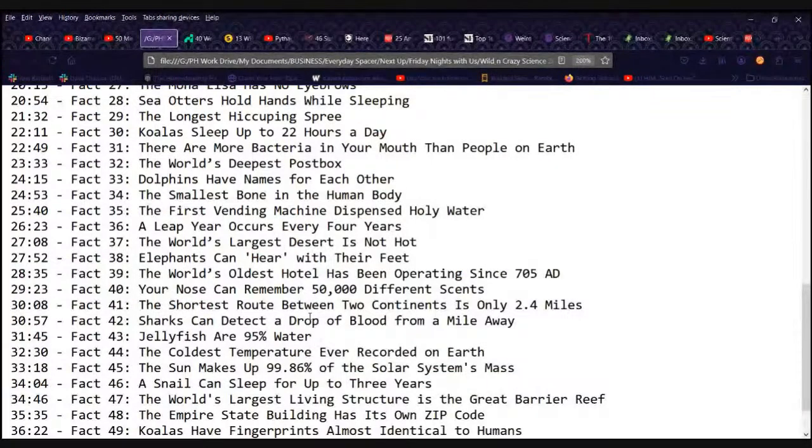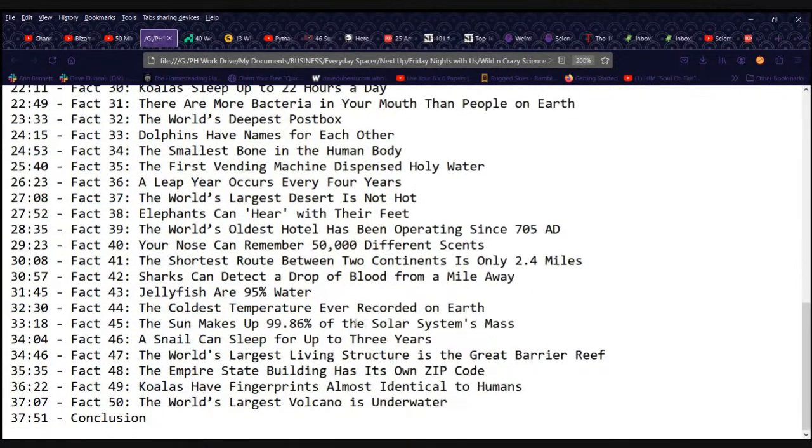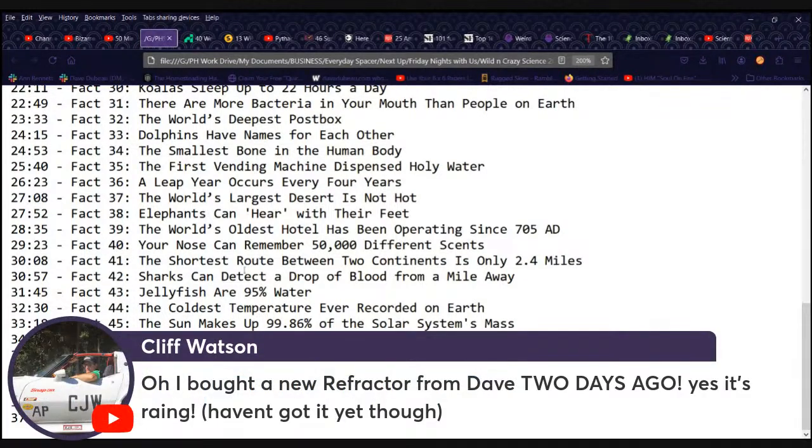So yeah, just a quick rundown. This stuff about your nose. Yes, sharks can detect blood in the water. I think a lot of these we heard about. Yeah, a lot of these aren't really news to those of us who are into science, right? But a lot of it is news to a lot of people. That's kind of fun. The Empire State Building has its own zip code. I don't know if that's like a science fact, but it was sure interesting.